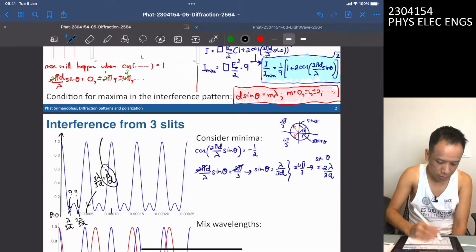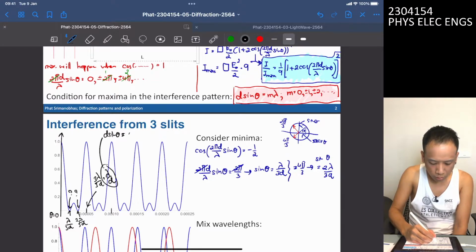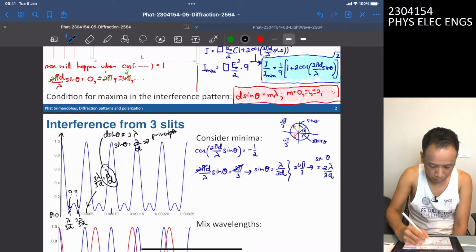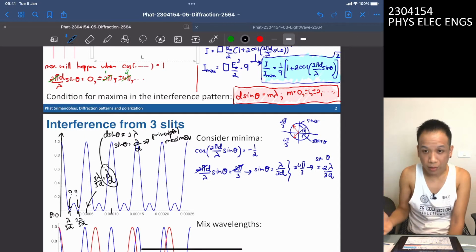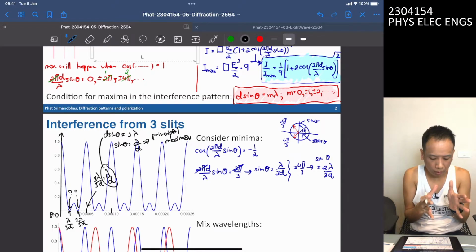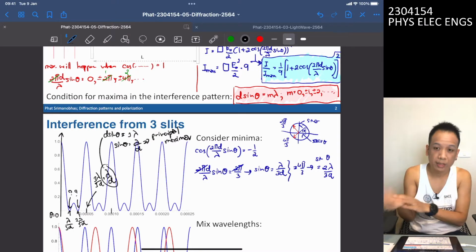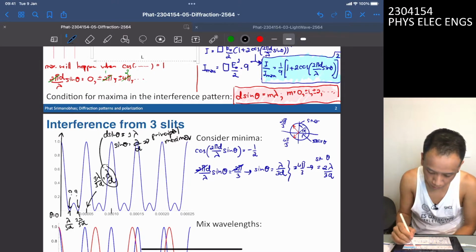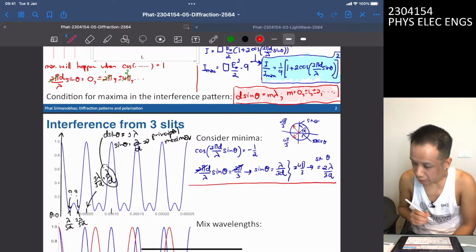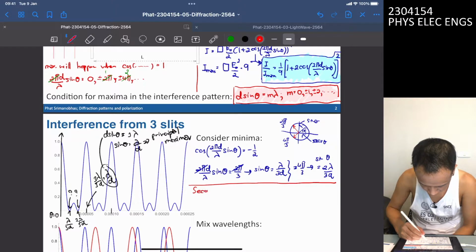This is the principal maxima, because it means d sine theta equals m lambda. So sine theta equals lambda over d, which is the principal maxima. Now you understand. So you have 2 points where it becomes minima, and then the next principal maxima.